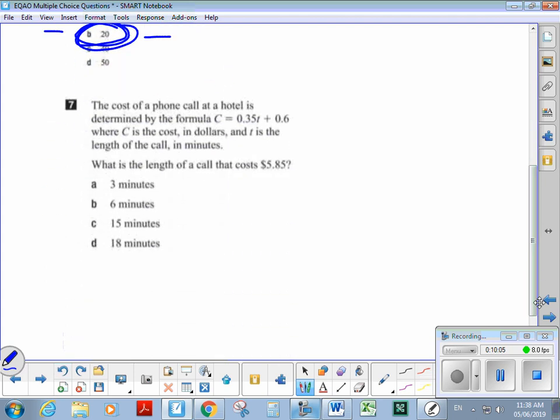Next, question 7. The cost of a phone call at a hotel is determined by that formula there. C is the cost in dollars. T is how long you were on the phone for in minutes. What is the length of a call that costs $5.85? So pause the video now and give everyone a chance to try this one.